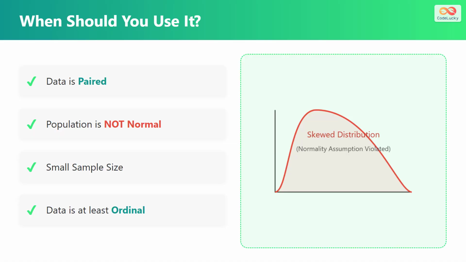So, when is this test the right choice? First, your data must be paired, like before and after measurements. Second, use this if your population is not normally distributed, meaning it is skewed. It is also useful when your sample size is small or if your data is ordinal rather than continuous.